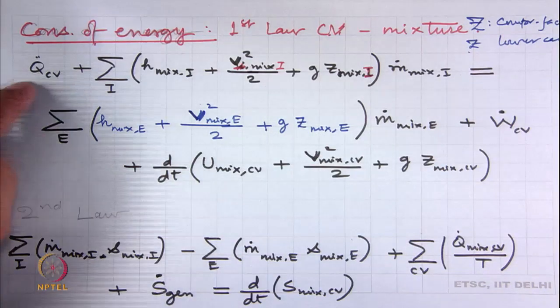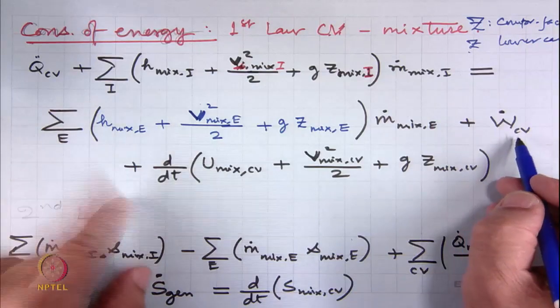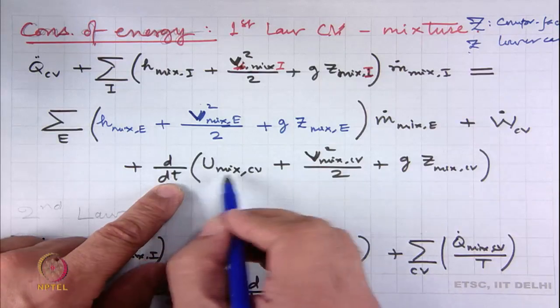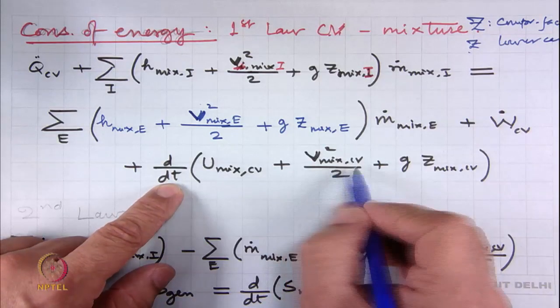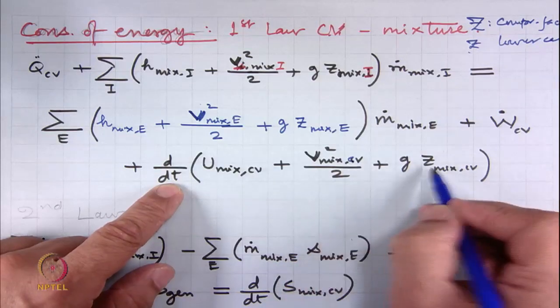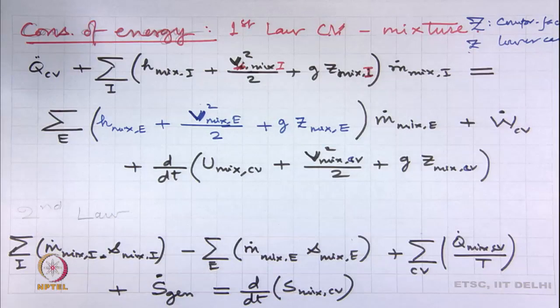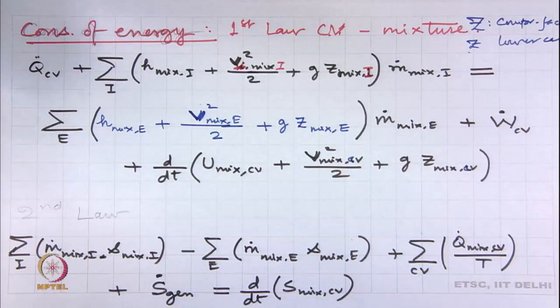Okay. So, inflow rate of energy is equal to outflow rate of energy plus work done by the control volume plus rate of storage of energy in the control volume, which is U mix in the control volume plus kinetic energy of the mixture in the control volume plus elevation change of the control volume. So, that is the conservation of energy for the control volume. It takes care of all those things.